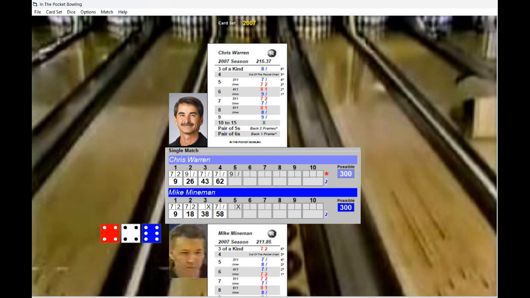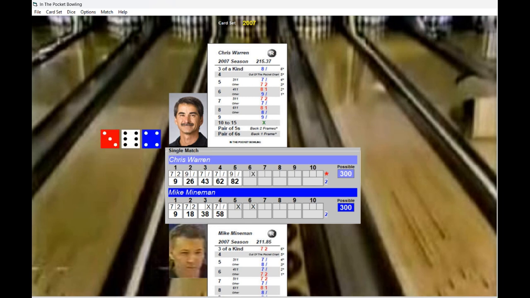his fifth set, 4-4-6. That's 14. Pair of fours. He gets the X for a strike, so Mindman gets a strike to work off of, and 20 points for the fourth frame. On to 6. 2, 6, 3. That's another X on the board. So he strikes, and he's got another strike to go off of.